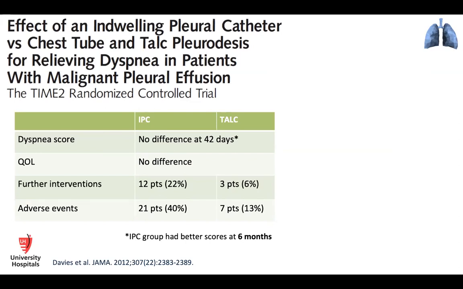The IPC group did have slightly better scores than the talc group at 6 months, but there was a little bit of a bias of sicker patients being included in the talc group. So the conclusion was really no difference between pleurodesis and IPC. And so we want to make sure that our decision-making is in line with the patient's overall goals of care.